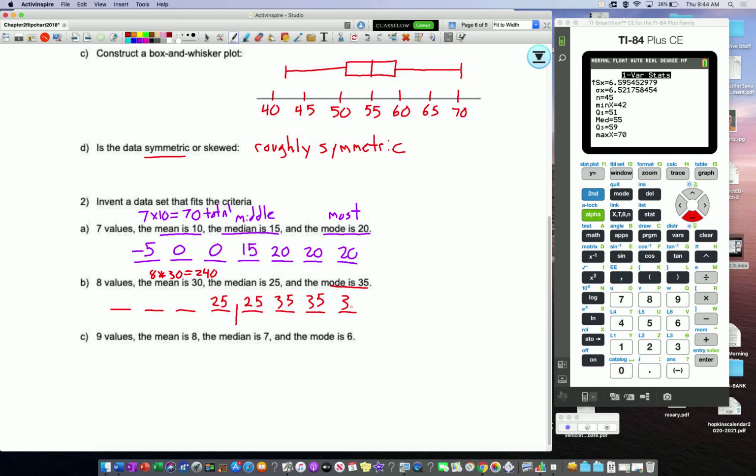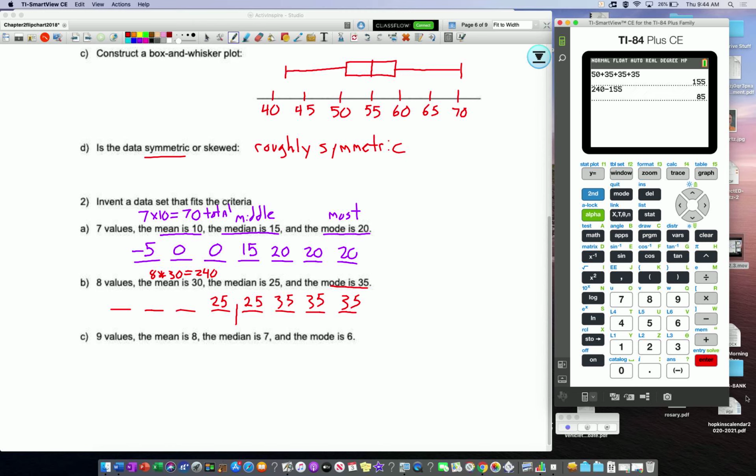Now this might be dangerous here, me putting these in. Let's see how much I have right now. So 25 plus 25 I know is 50. Plus 35 plus 35 plus 35, I think gets me up to 155. So if I go 240 minus 155, I'm at 85. Now here's my problem. These 3 numbers have to be less than 25, so there's no way of doing that. So, that kind of stinks.